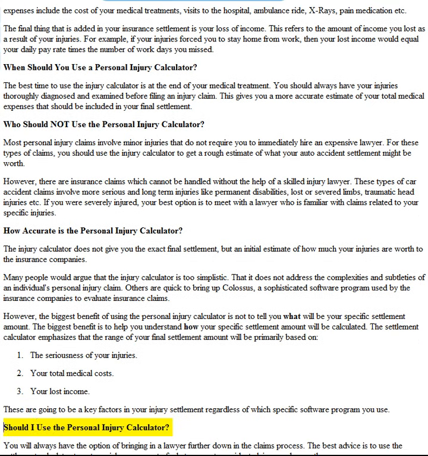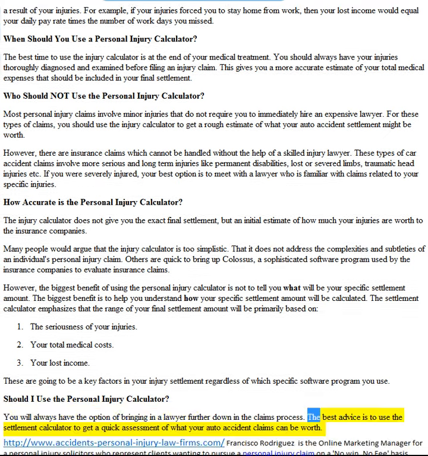Should I use the personal injury calculator? You will always have the option of bringing in a lawyer further down in the claims process. The best advice is to use the settlement calculator to get a quick assessment of what your auto accident claims can be worth.